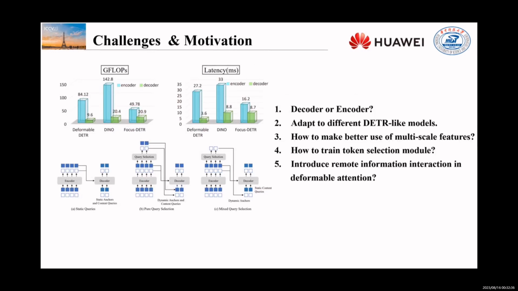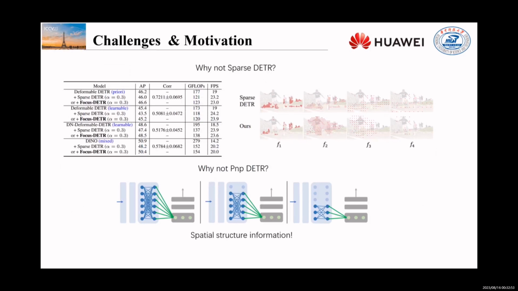Unlike past approaches, we incorporated contemporary query construction methods, efficiently training the token pruning module and compensating for information loss in deformable attention by integrating long-range interactions, which are also key hurdles. Addressing these challenges is vital for achieving our optimized model design. Our work addresses key drawbacks in prior approaches like Sparse DETR and PnP DETR.